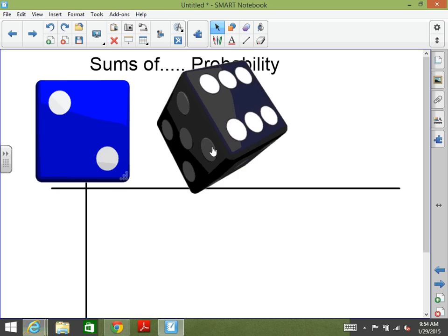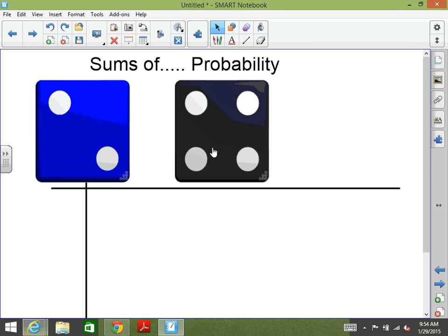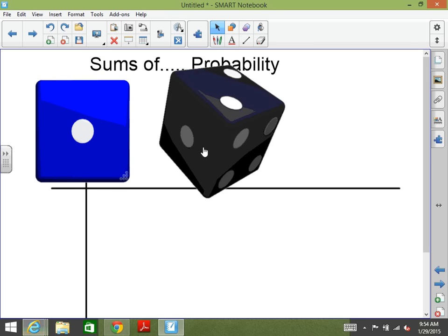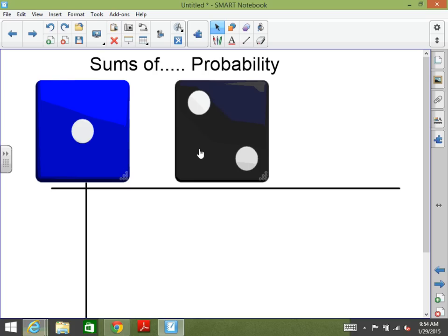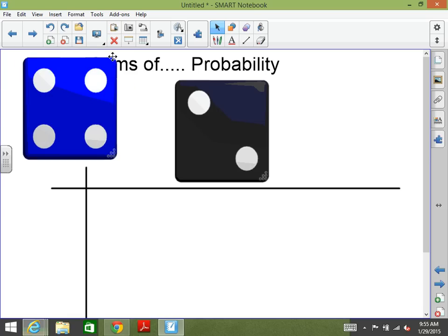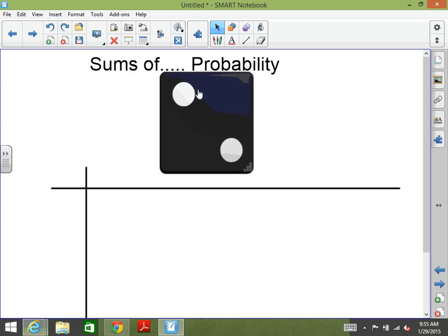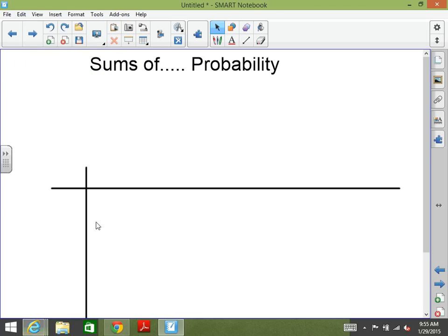So there has to be a way to figure out how many times I can roll two cubes, add up, and get 4. Or how many times can I roll two cubes, add up, and get 3? Or get 6? There has to be a way to do that. So, the way we do it is by using a chart. What I want you to do on your paper is take your pencil and draw a line down and a line across like you see on the screen.